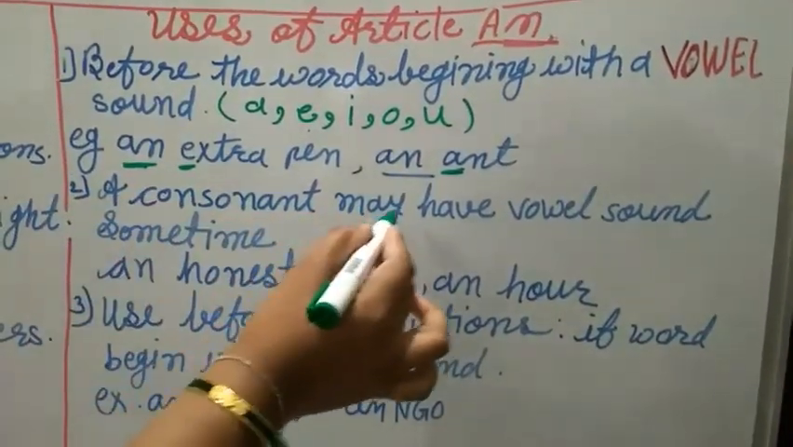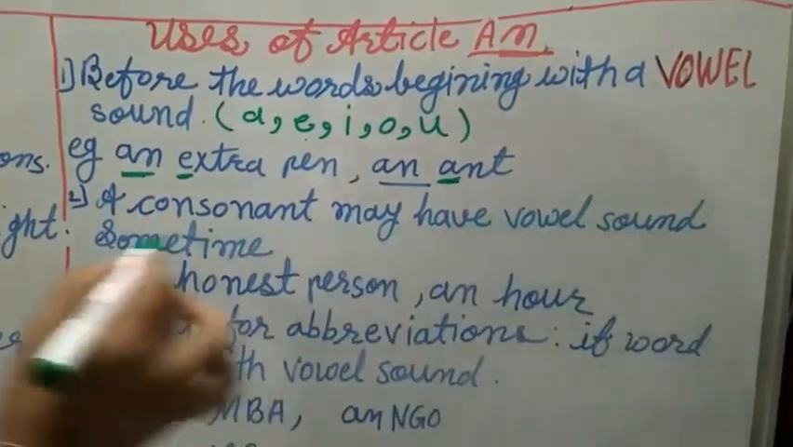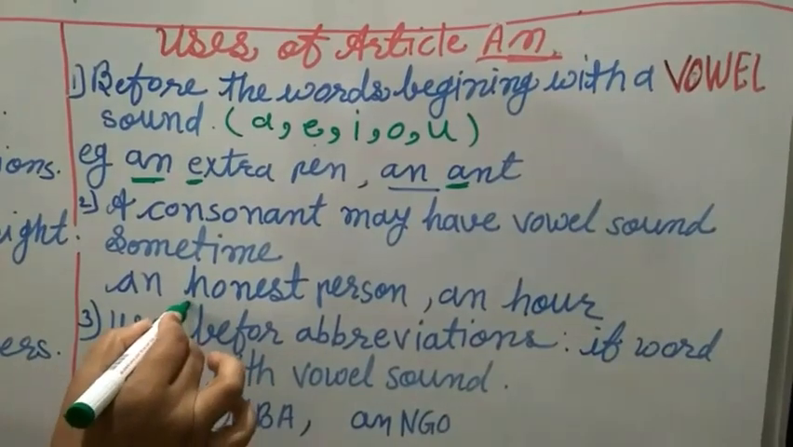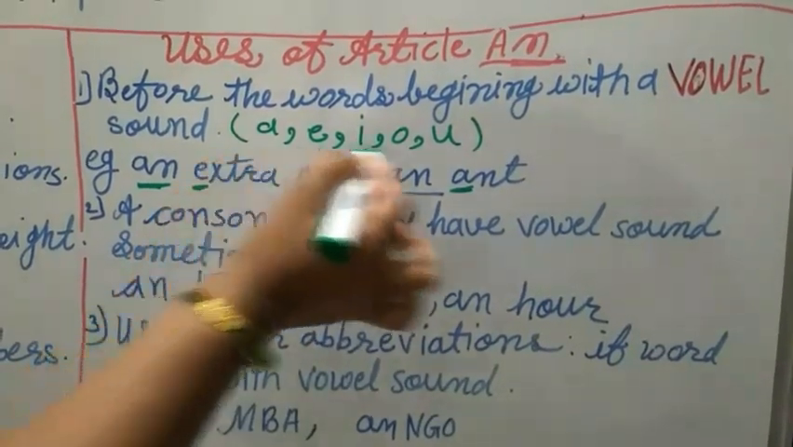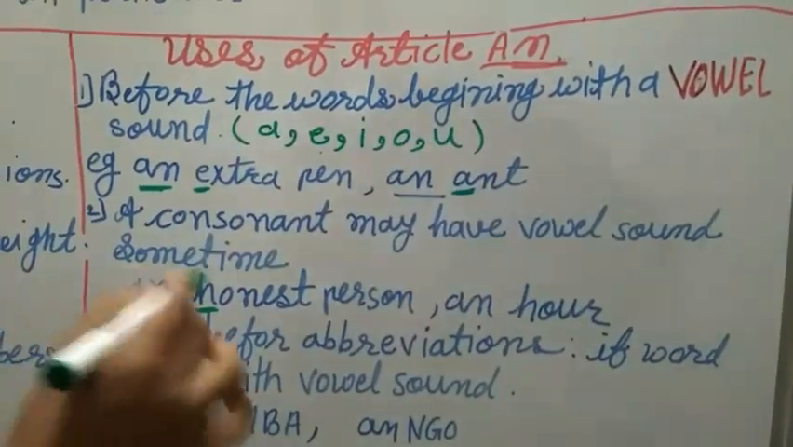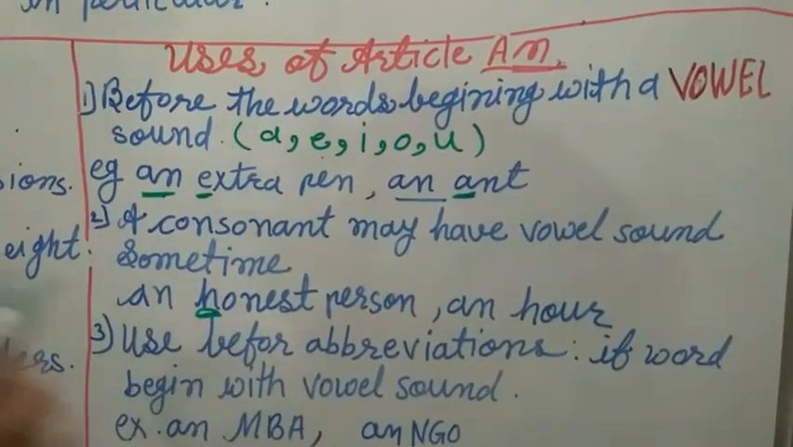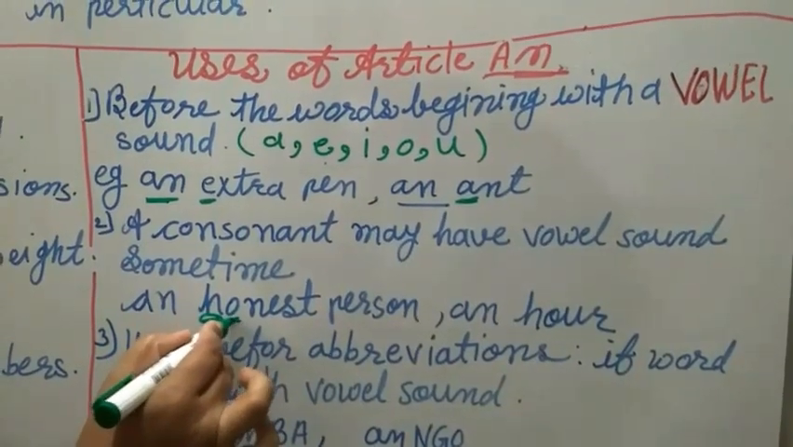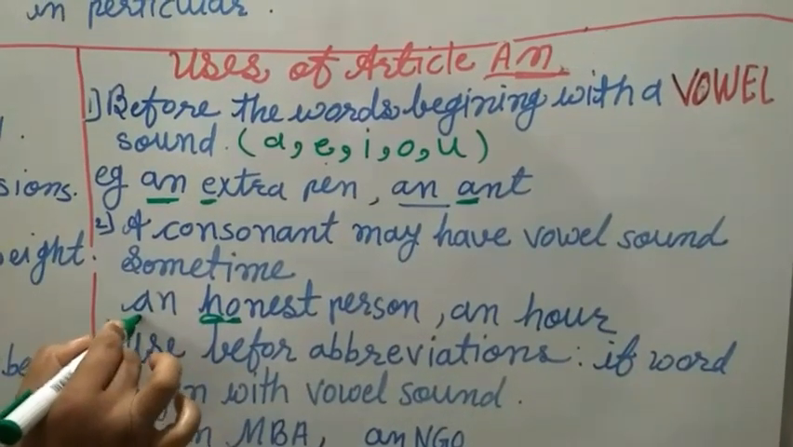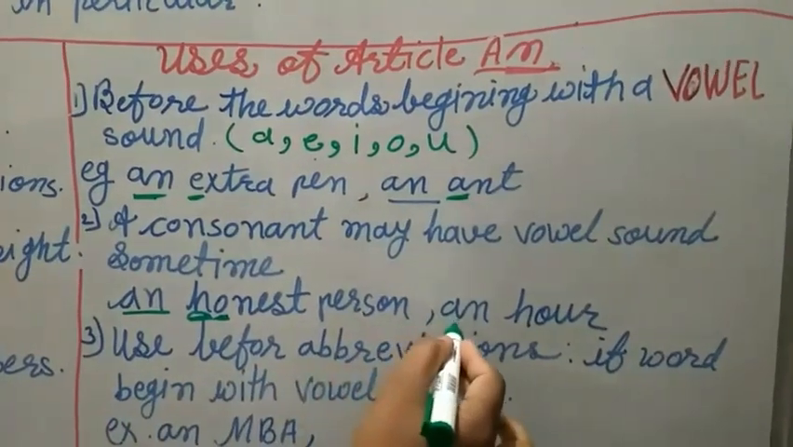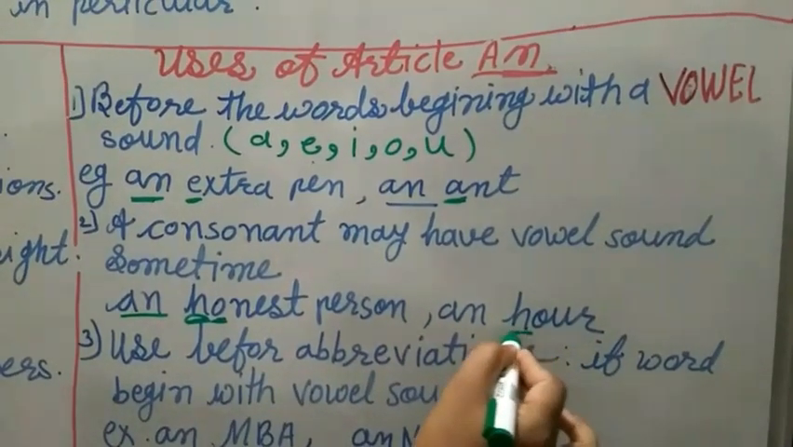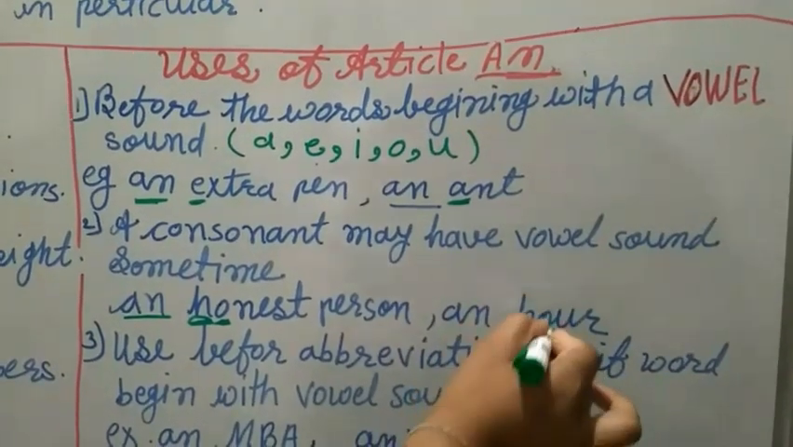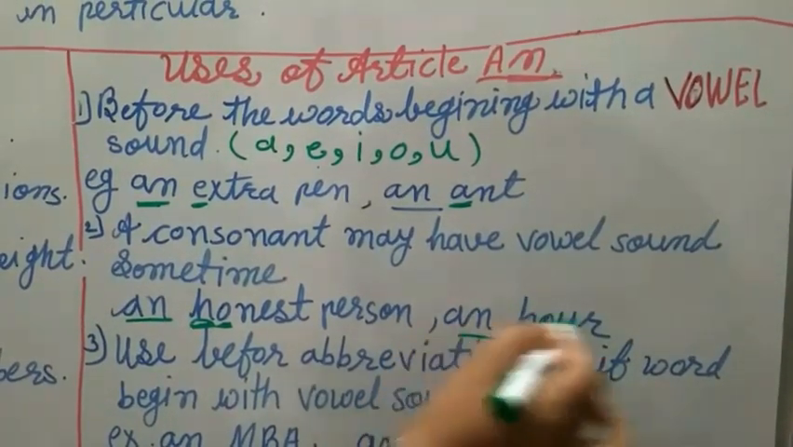A consonant may sometimes have a vowel sound. Here you can see an honest. Honest, H. Is H a vowel? No, it is not a vowel, but H is silent. In the pronunciation of honest, the sound that comes is O, and for that it is an. An hour: H is silent, so the pronunciation sound comes O, so it is an hour.